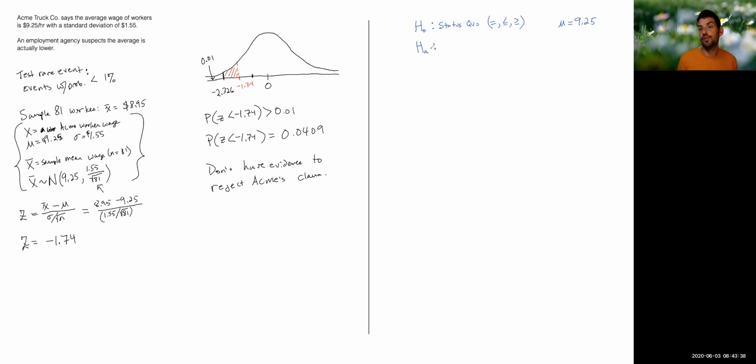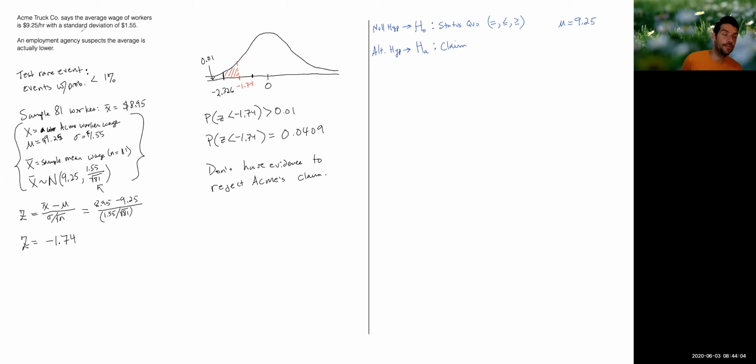HA, or the alternative hypothesis, I should put these in here. Sorry, I forgot to write the name. This one is the null hypothesis and the alternative hypothesis. This is the claim that we are making, right? Or the thing that we believe to be true. This is our claim, right?